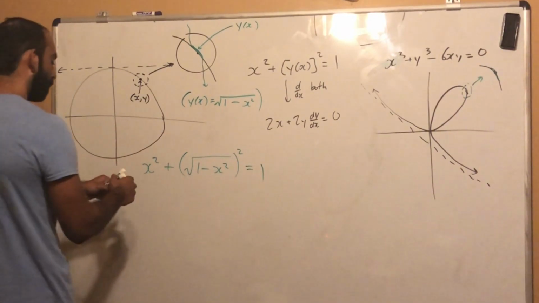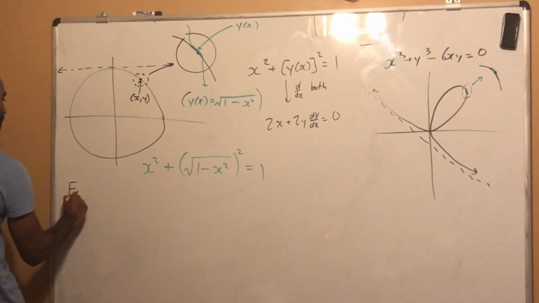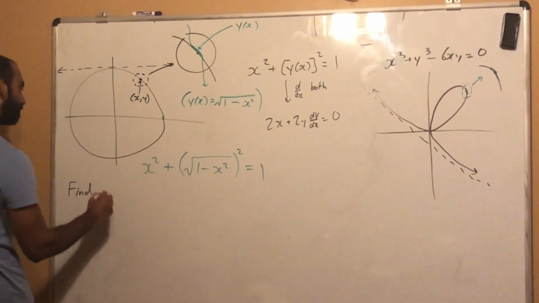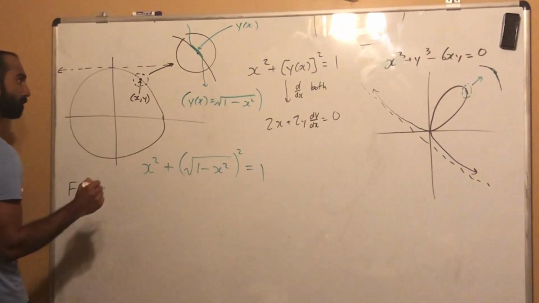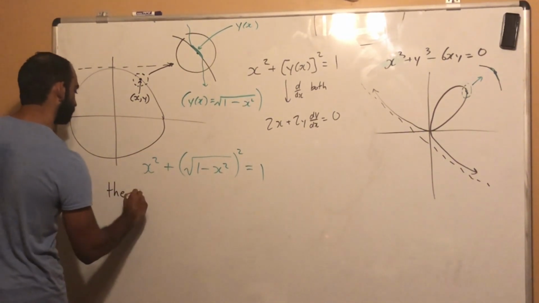All right, with that in place, I want you guys to find, now that we know the why behind the computation, let's go back to the computation. Find the slope at the point 3, 3 on the folium of Descartes. So take a minute or two to try this.